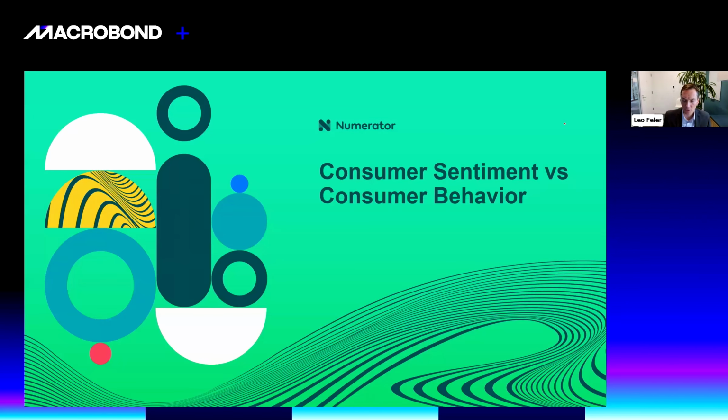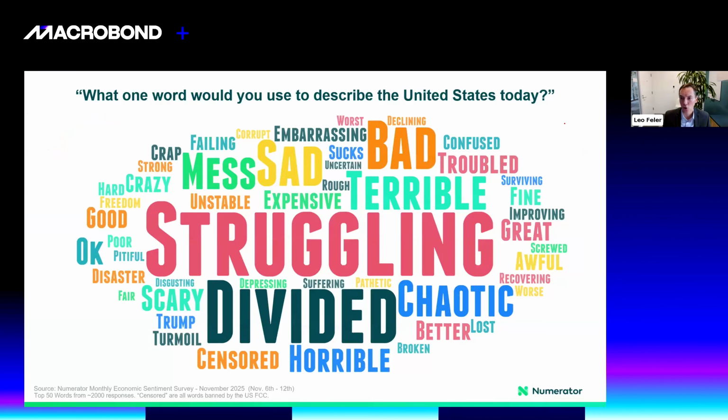Lastly, in the last couple minutes that I have, let's talk about consumer sentiment versus consumer behavior. When we ask consumers, what one word would you use to describe the United States today? Most consumers say struggling, divided, chaotic. We get a few betters and a few greats, improvings, but mostly consumers are saying, look, the US economy, the US is struggling, divided, bad, terrible, sad, expensive, a mess, right? This is a pretty pessimistic sentiment.